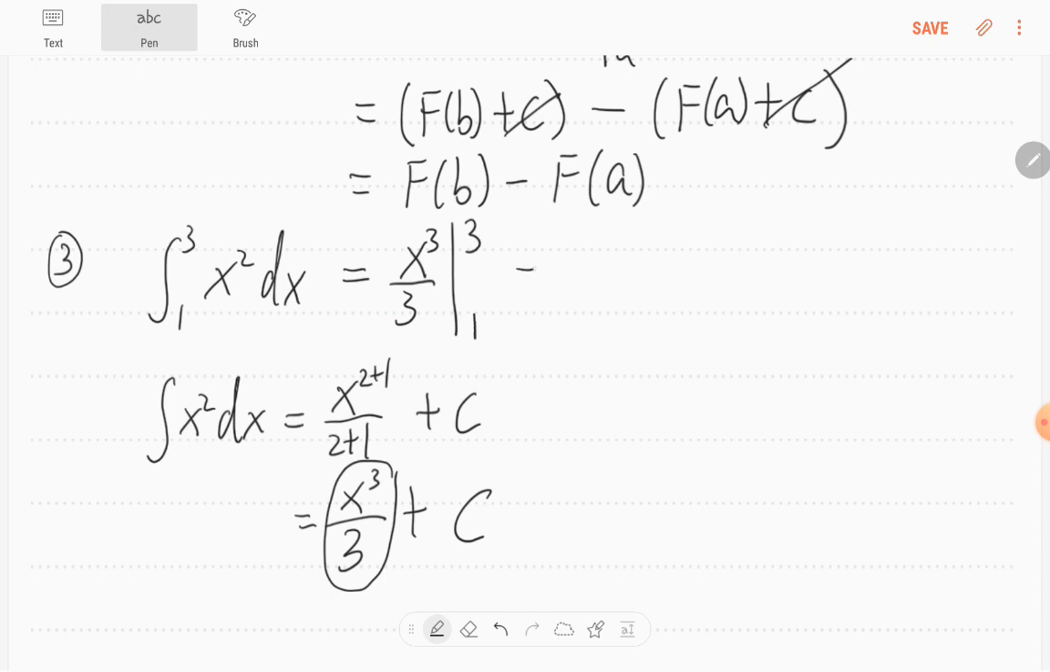What does this mean? This means you plug in 3 cubed over 3 minus 1 cubed over 3. So this is equal to 9 minus 1/3, which is 26 over 3. Next, we will look at more examples.